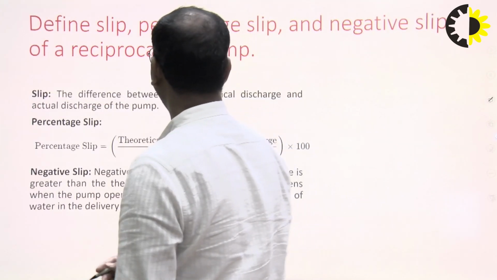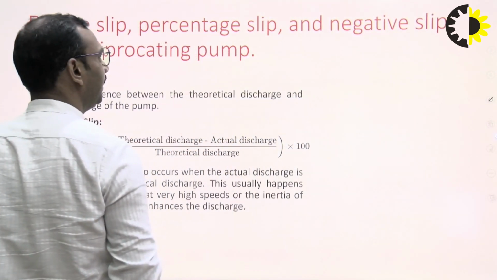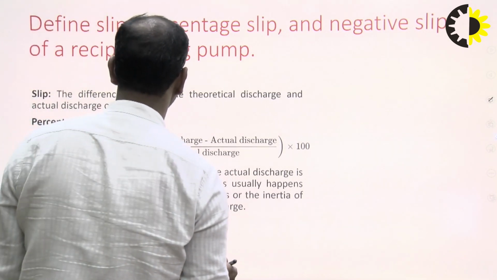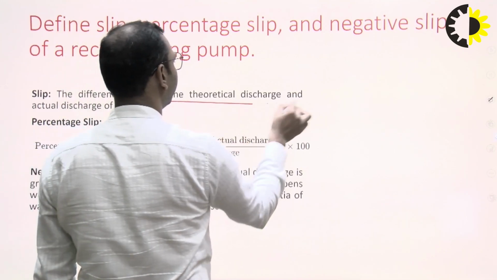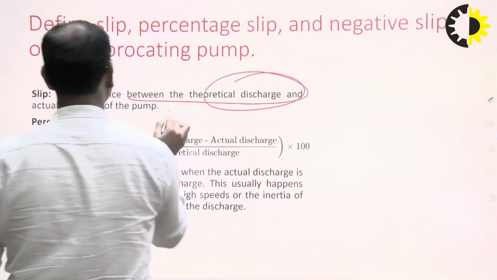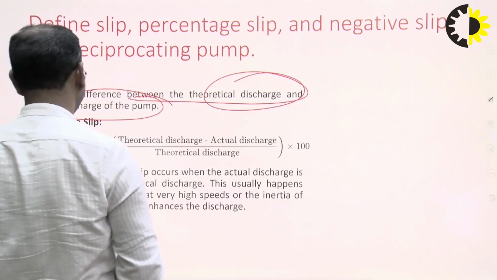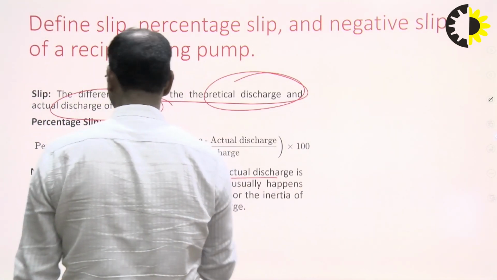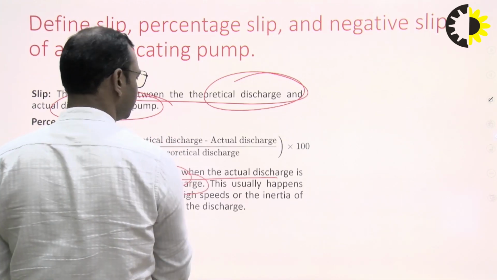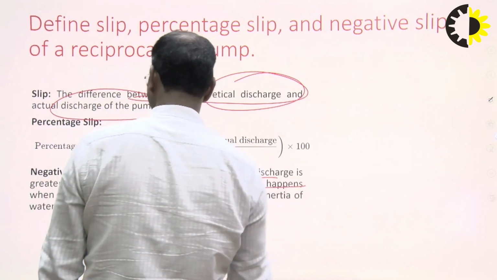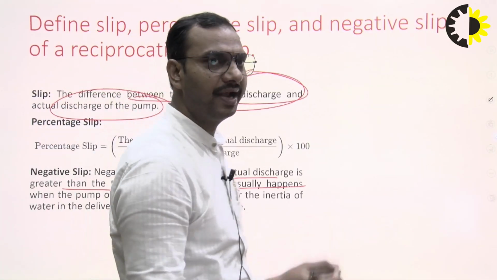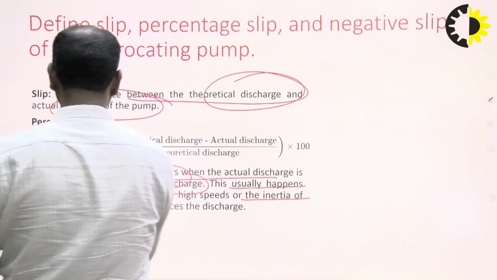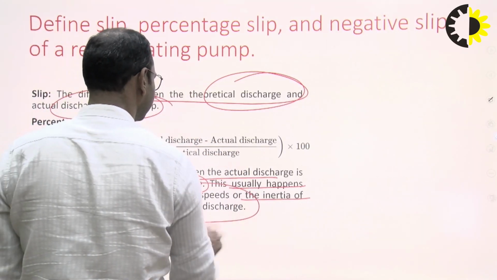Then what is slip, percentage of slip and negative slip with respect to a reciprocating pump? So basically, slip is the difference between the theoretical discharge and actual discharge of the pump, whereas negative slip occurs when the actual discharge is greater than the theoretical discharge, and this usually happens when the pump operates at very high speed. Yeah, the inertia of the water in the delivery pipe enhances the discharge.